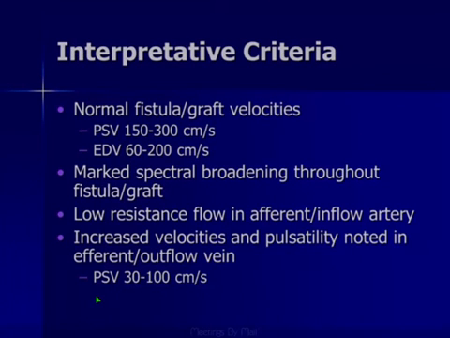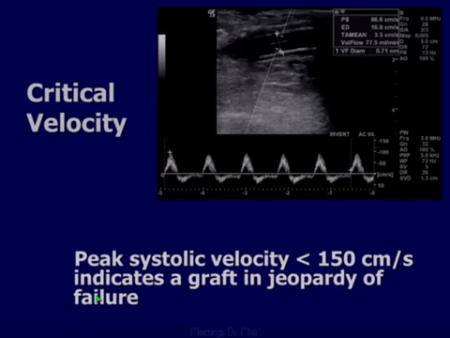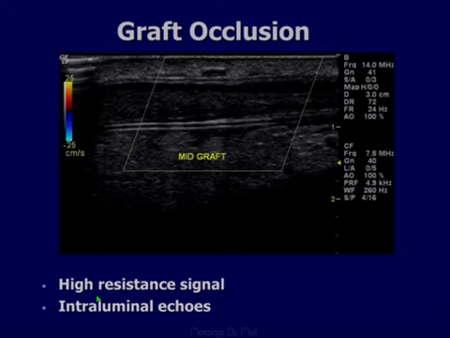The absolute velocities vary. Some folks will expect up to 300 centimeters per second. I routinely see much more than that in many of our fistulas, but there'll be a lot of turbulence. And that outflow vein, efferent vein, will also have high velocities. We don't want to see low velocities either, particularly in a prosthetic graft, because that could put that graft at risk for failure. Generally speaking, we want the velocities above 150.